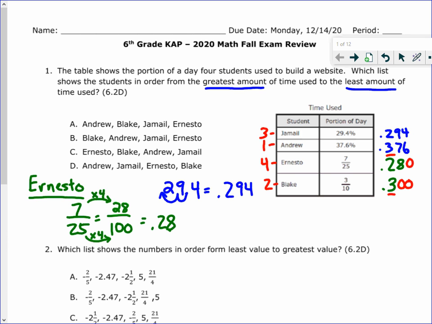So let's go ahead and take a look at our answers. Should be Andrew, Blake, then Jamail, and then Ernesto. So the answer will be A.